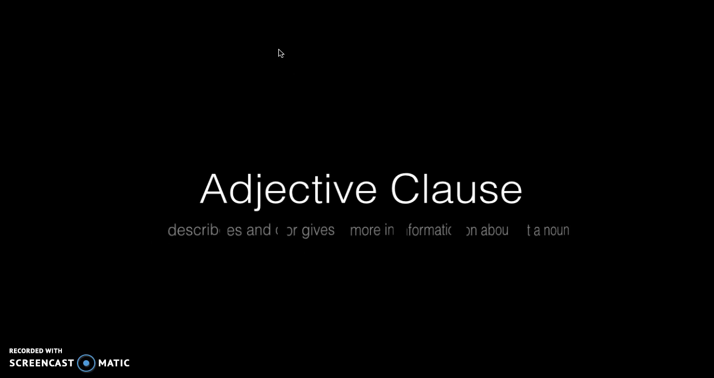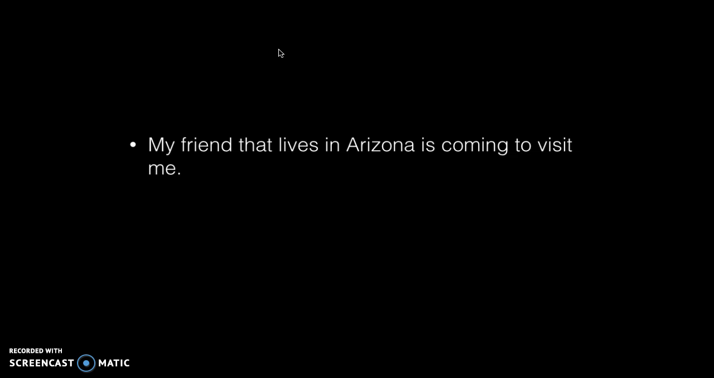So an adjective clause, you can think of an adjective. An adjective describes a noun. Well, instead of just being one word describing a noun, we're going to have several words that describe a noun, and in these words you're going to find a subject and a verb. Let's look at a few sentences here.